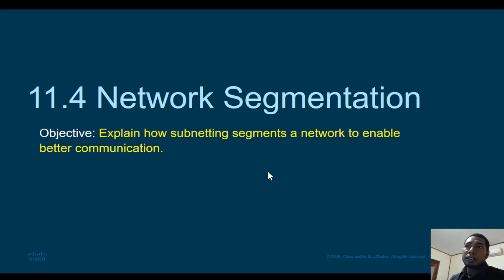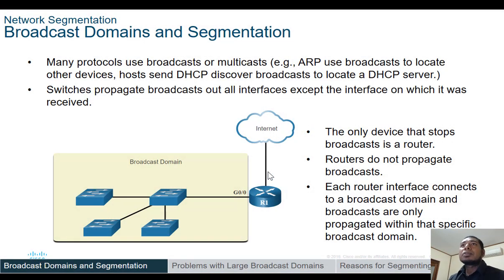Okay, so first of all, let's look at network segmentation. In network segmentation, again, we look at the importance, or the benefits, of segmenting a network using subnetting. You will notice one of the key reasons here. The first thing we will look at is what broadcast domains have to do with segmentation. Now, by now you should know that routers separate broadcast domains. Remember that routers never forward broadcasts. Every router keeps a broadcast within the particular interface where the broadcast originated. It's never forwarded out to another interface.